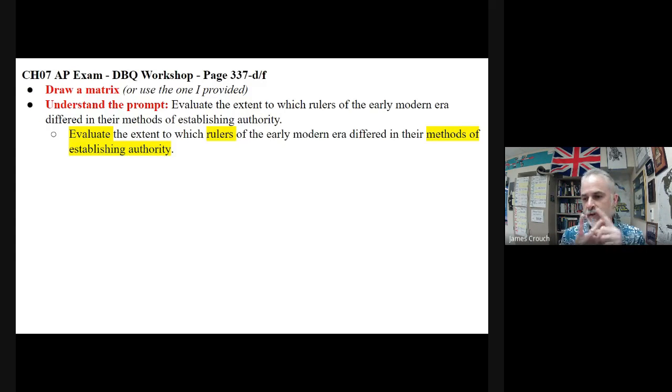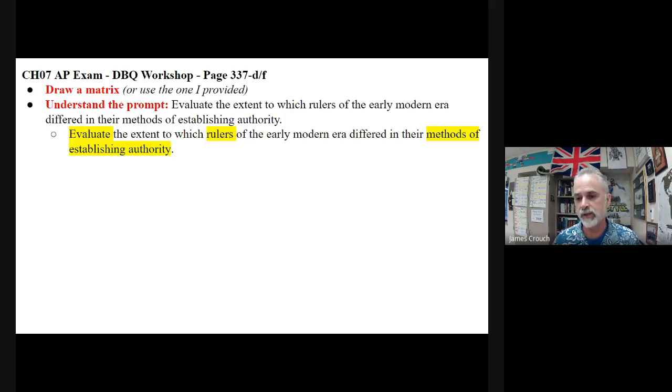So we're going to have two ways that they establish authority. We don't know what those two ways are yet. We're going to have to come up with some answers. That's what we're going to do today. We're going to come up with two answers. And then we're going to work on this again tomorrow, and then we're going to write it on Thursday. So today and tomorrow we're going to work on that.